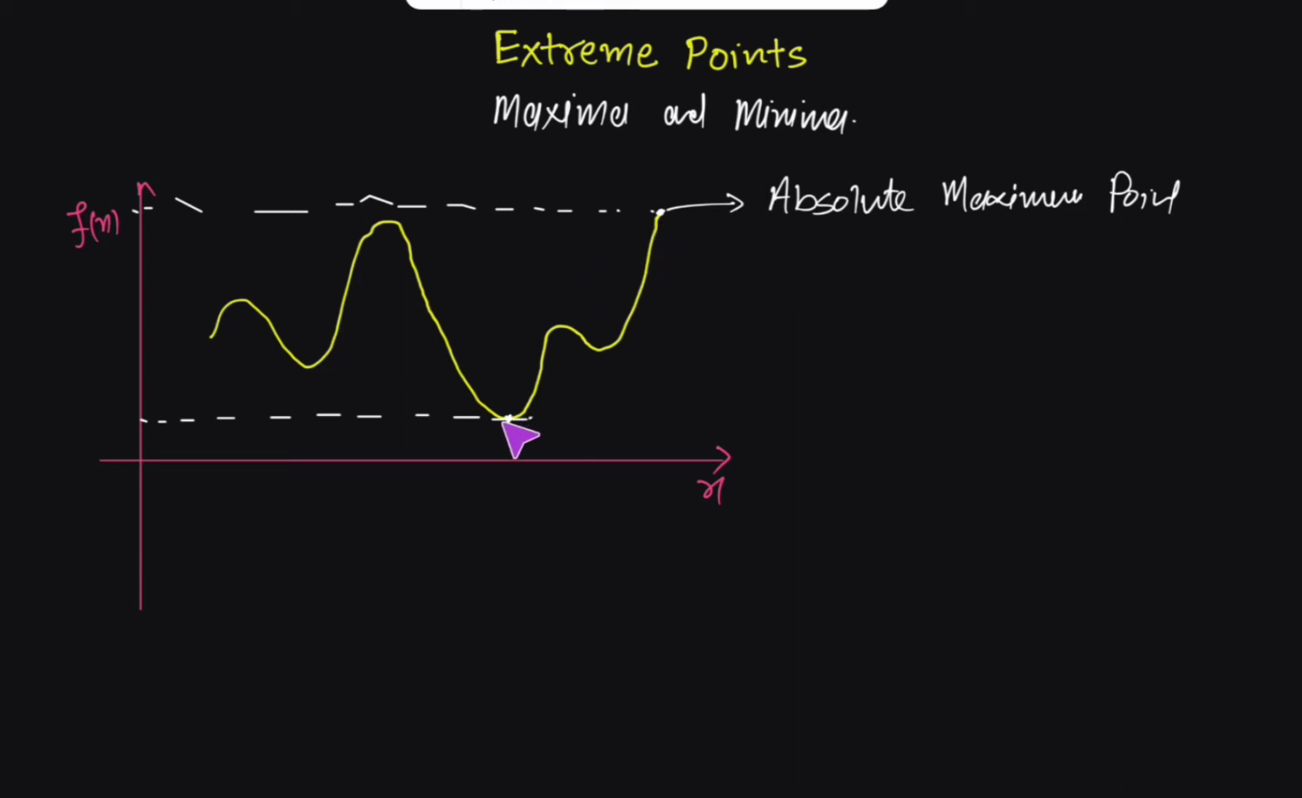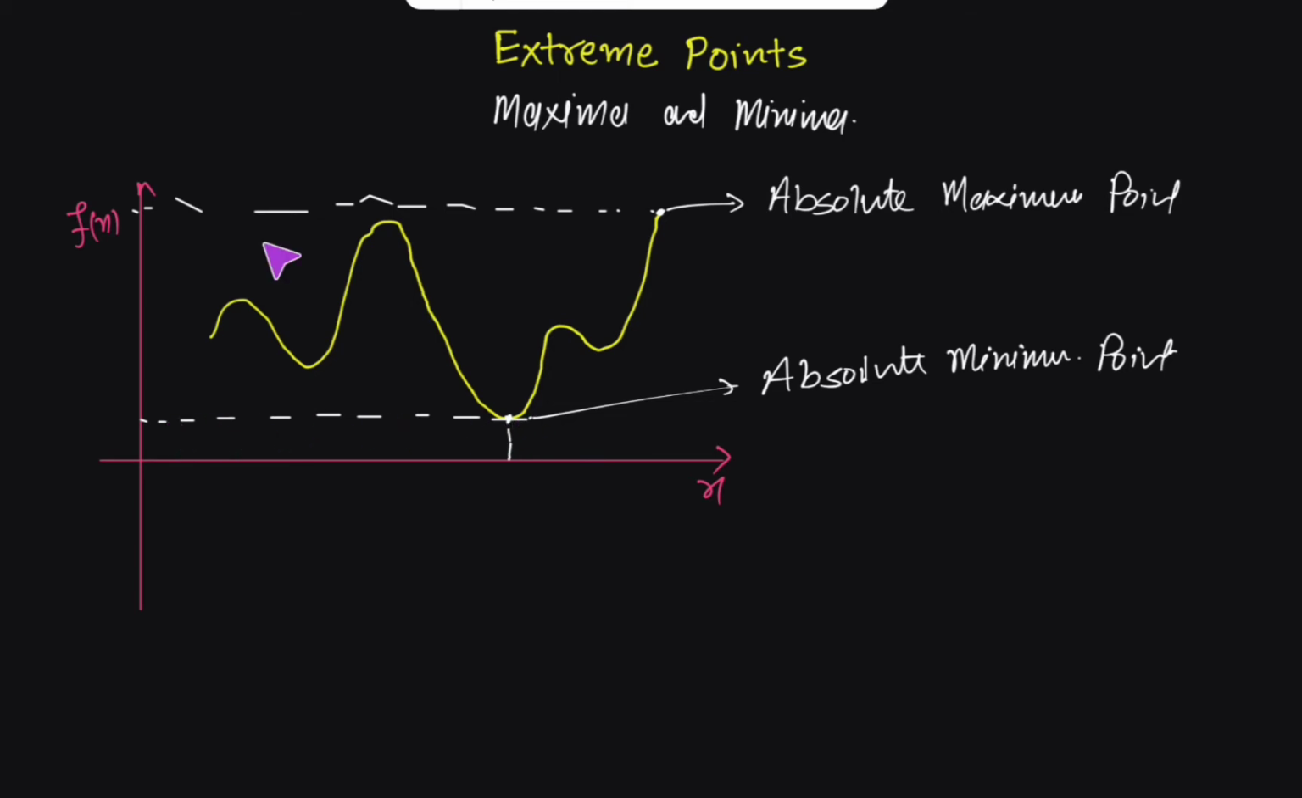Similarly, this point is representing the lowest value for the whole of the function. This point, or the value of the function corresponding to this value of x, we call the absolute minimum point. So this is how the absolute maxima and absolute minima are defined.